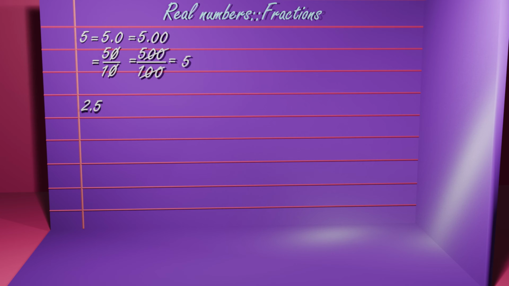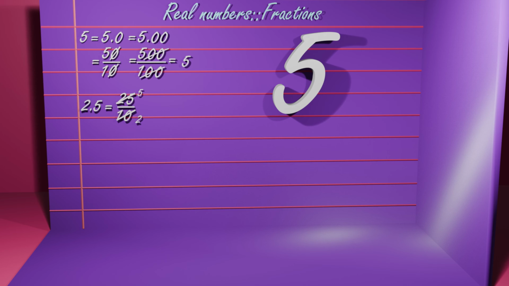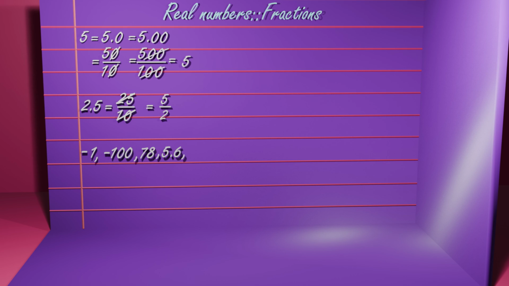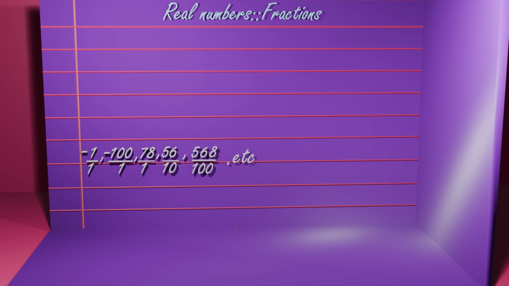Another example, 2.5 can be written as 25 by 10. If we divide numerator and denominator by 5, we get 5 by 2. Now we have some negative, positive and decimal numbers. We can write 1 under each of them and they will be converted into fractions.